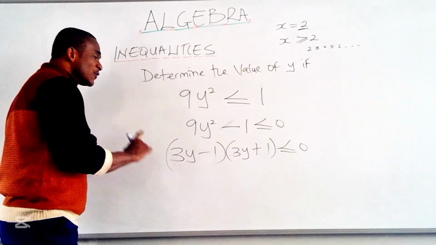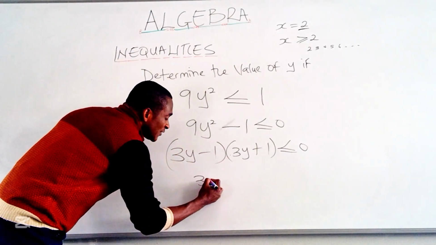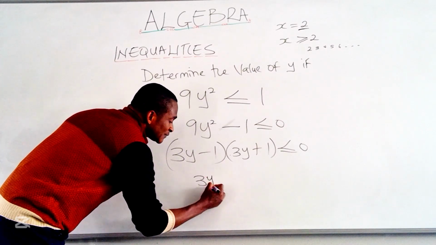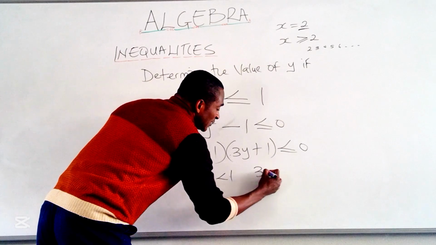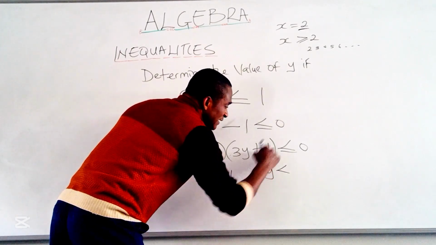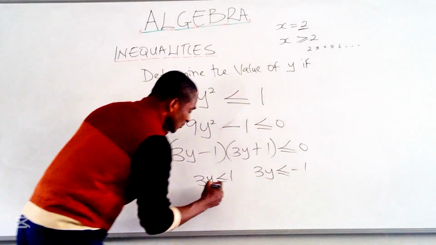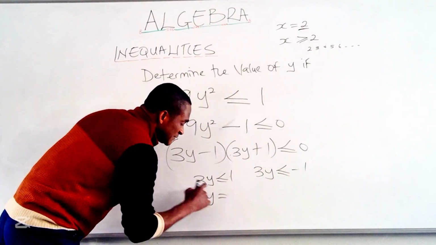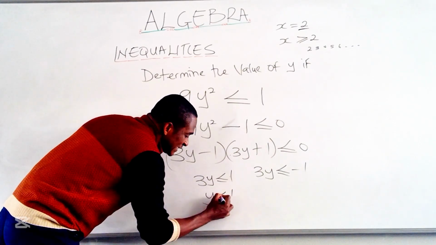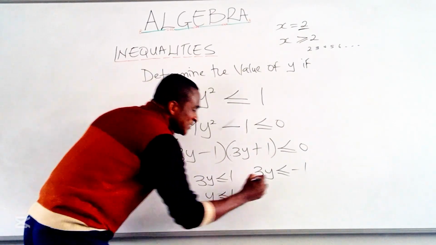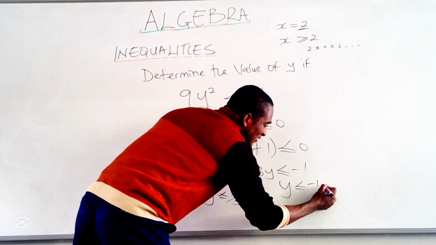So if we equate each bracket to 0, we will have 3y is less than or equal to 1. We also have 3y is less than or equal to negative 1, the sign crossing over. So y in this case will be 1 over 3. Sorry, I'm doing the same thing I asked you not to do. y in this case will be less than or equal to negative 1 over 3.